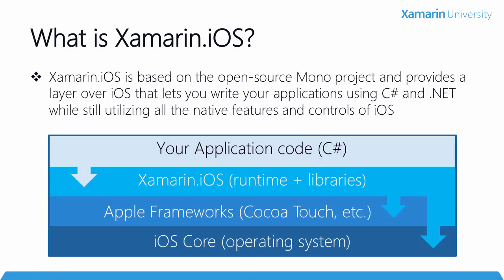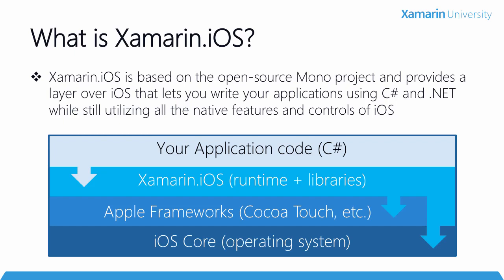First, what is Xamarin.iOS? Well, Xamarin.iOS is based upon the open source Mono project. For those of you that aren't familiar with Mono, it's an open source, cross-platform implementation of .NET. It runs on Mac, Linux, and Windows, and it's completely separate from the one that you would get from Microsoft. Xamarin.iOS is a mobile implementation of that specifically designed for the iOS operating system. And it layers on top of the native operating system controls and frameworks that are supplied by Apple. And it allows you to use your C# skills to be able to program your iOS applications.